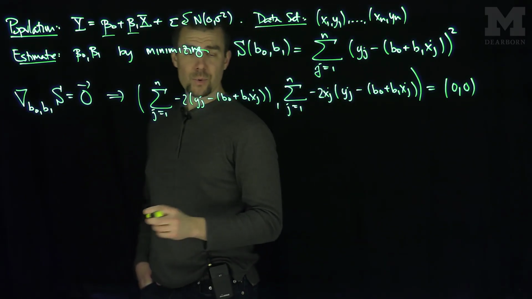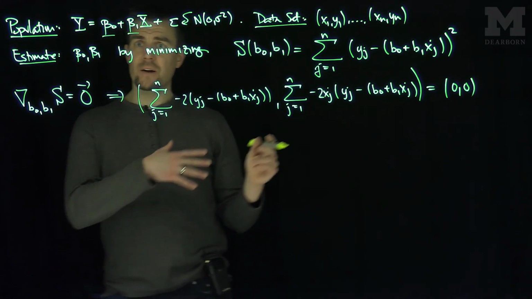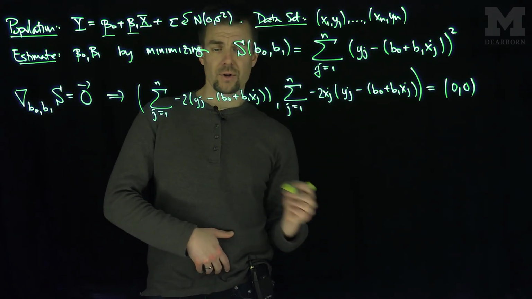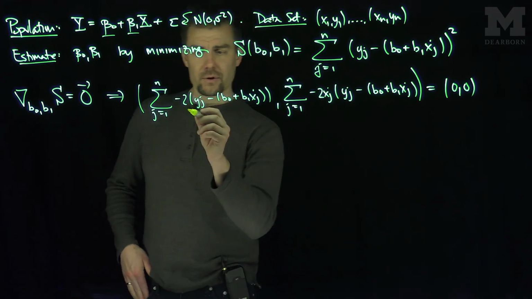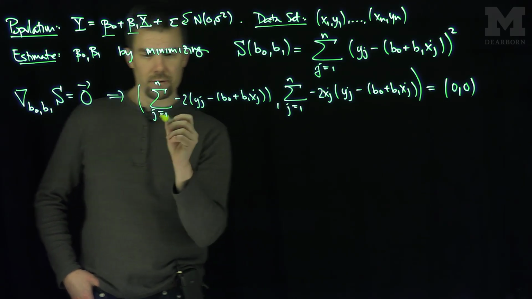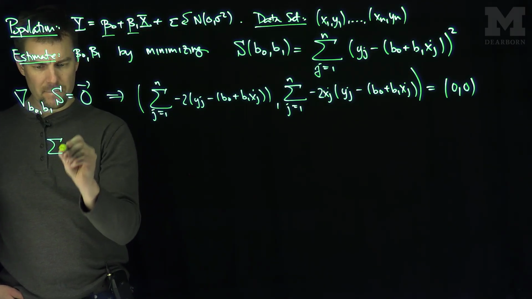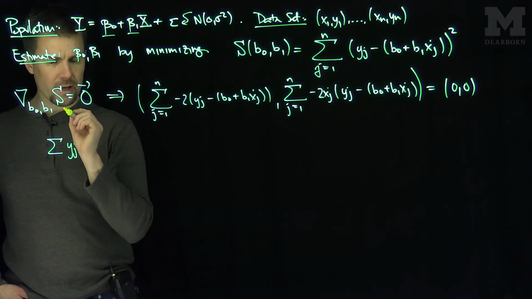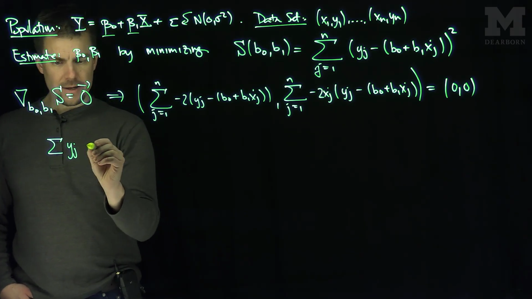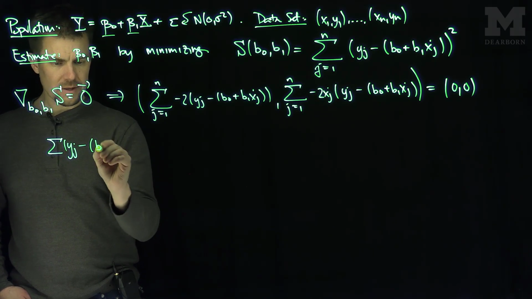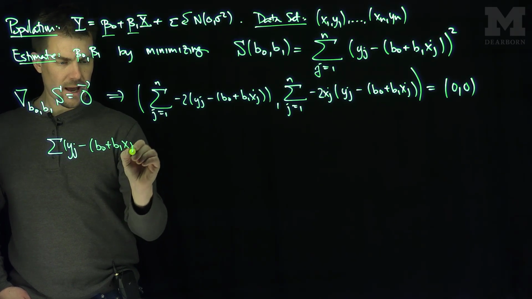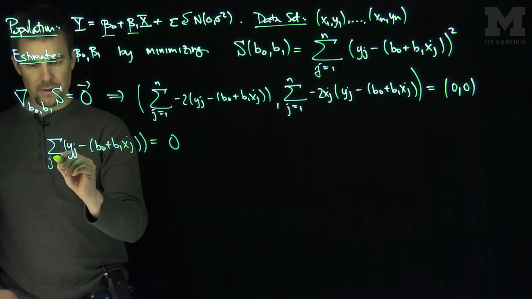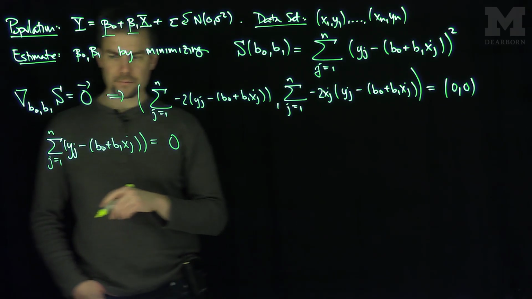So now we have two equations and two unknowns. The first entry is an equation, and the second entry is an equation. Let's look at the first equation. The negative 2 is irrelevant, actually. The first equation tells me that the sum, j goes from 1 to n, of yj minus b0 plus b1 xj has to be equal to 0.